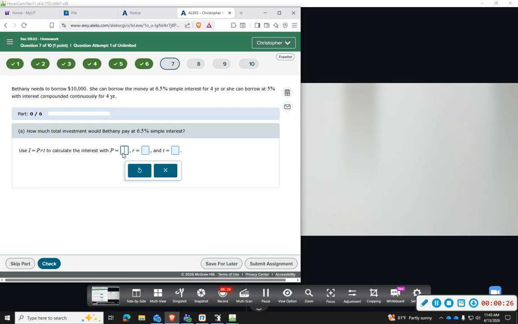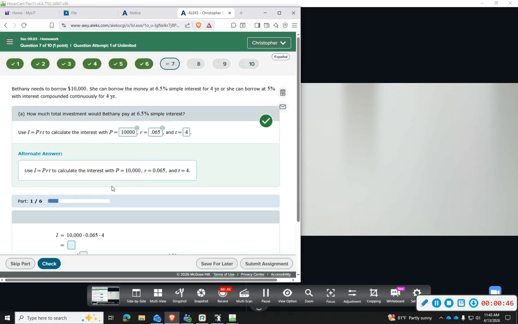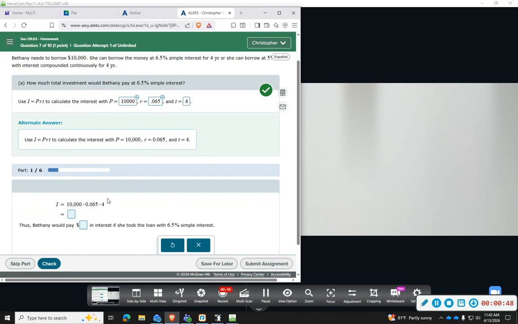the interest. So we would do 10,000, the interest rate. Remember, we want to convert this to a decimal, so we're going to move the decimal 2 places to the left. And then the time in years, 4 years. Okay, so using the simple interest formula they're showing us here, I equals 10,000 times 0.065 times 4. And it says Bethany would pay blank in interest.